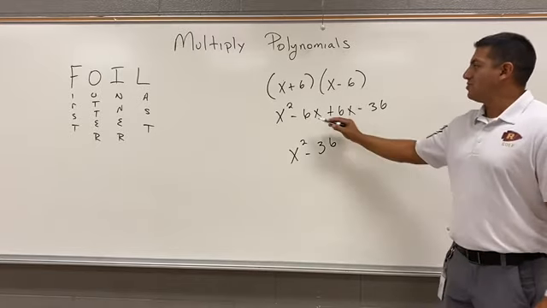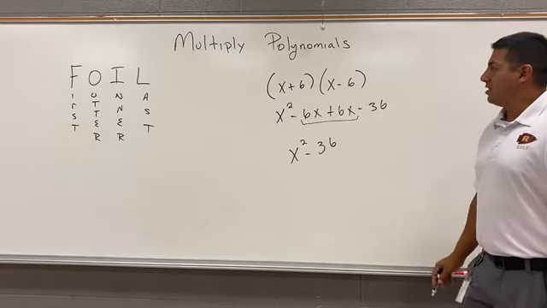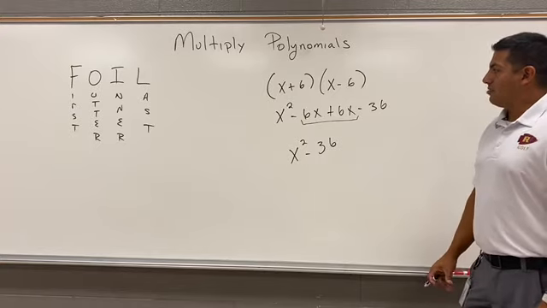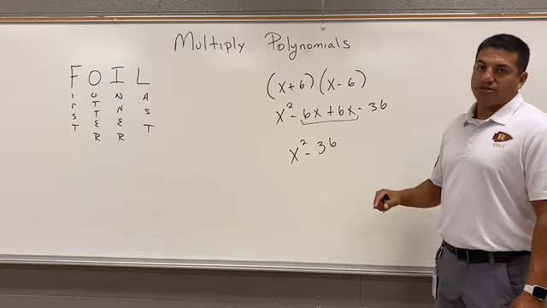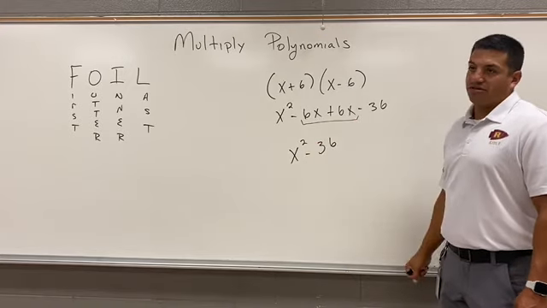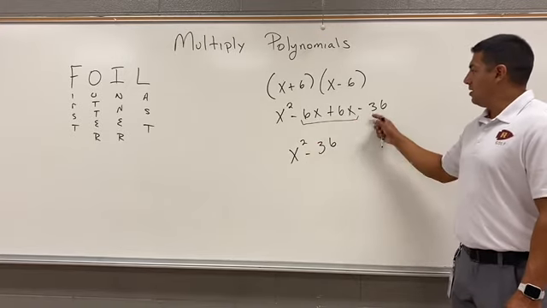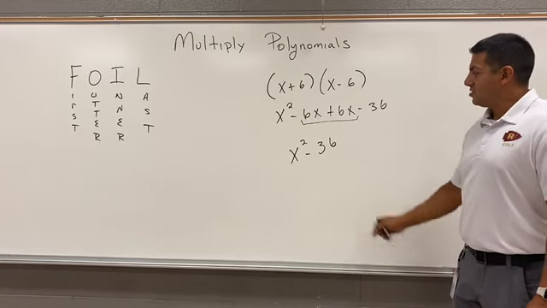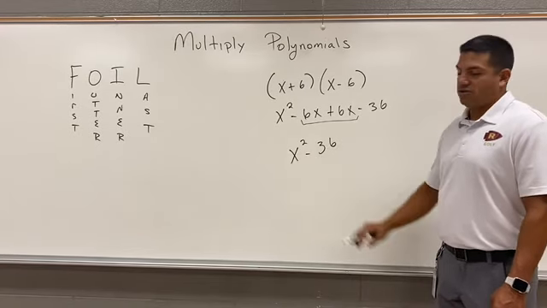So even if I use the FOIL method, we still end up with our like terms in the middle, but they're going to always be opposite terms. So we have negative 6x, positive 6x, and they cancel each other out. That's why we don't have that middle term. And then the minus 36 comes along. So we still would end up with the difference of two squares.